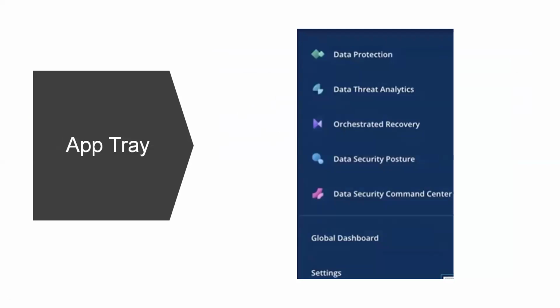From the app tray, we can perform multiple activities: data protection, data threat analysis, orchestrated recovery, data security posture, data security command center, global dashboard, and settings. So we'll go ahead with one topic at a time. First, we'll select data protection.